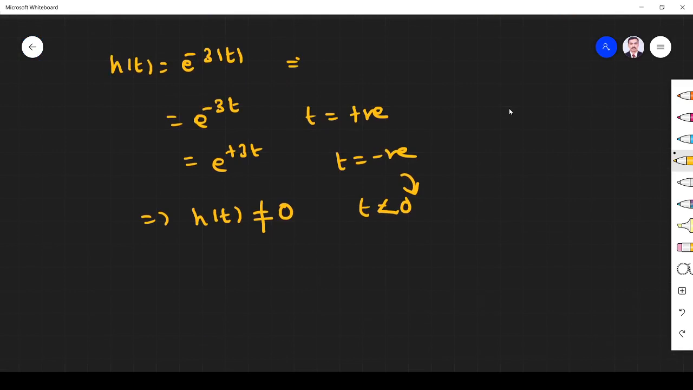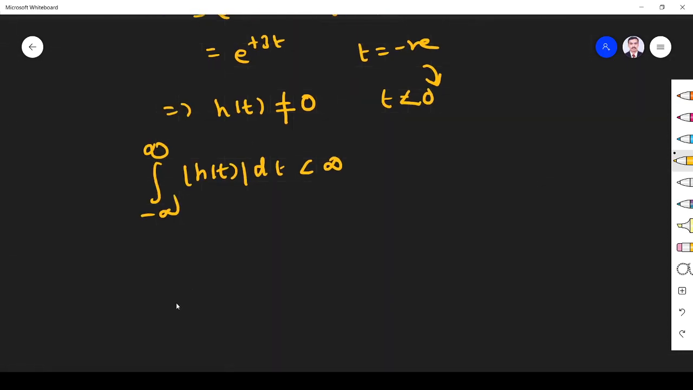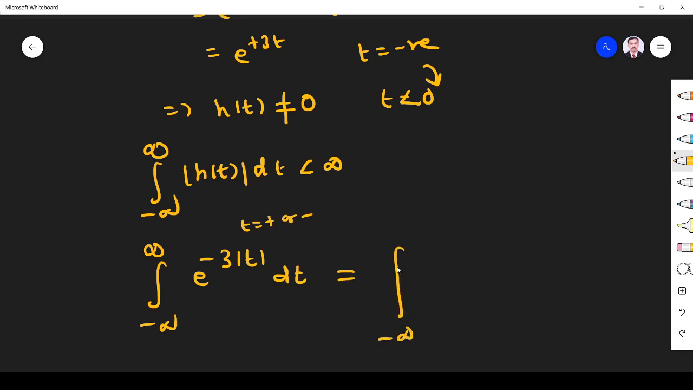Second, we have to check stability. We have to find whether it is absolutely integrable, that is, whether the integral of the magnitude of h of t dt is less than infinity. Let us check h of t that they have given: minus infinity to plus infinity of e power minus 3t dt. Here t takes positive or negative values, and the integration is with respect to t, so t goes from minus infinity to plus infinity.